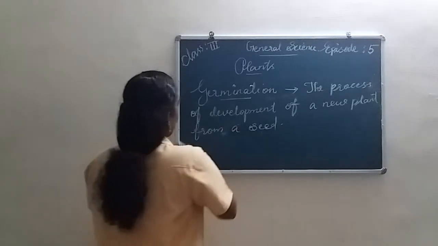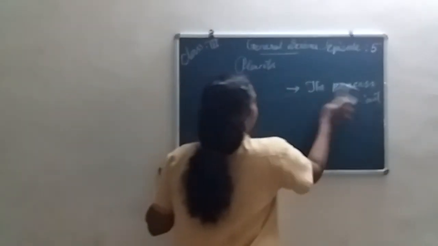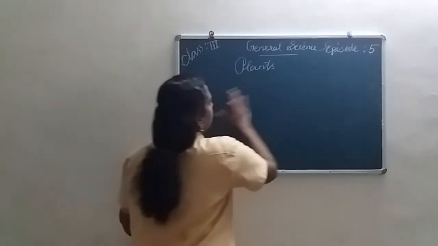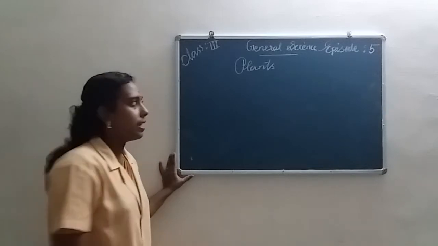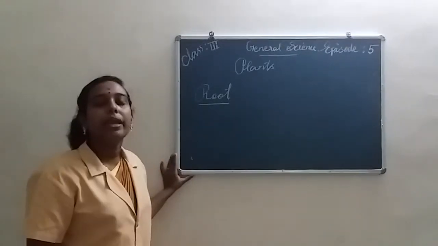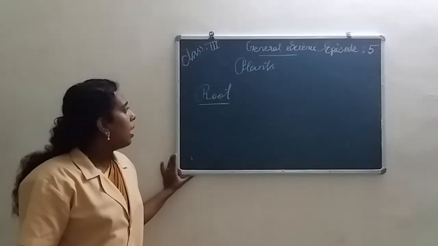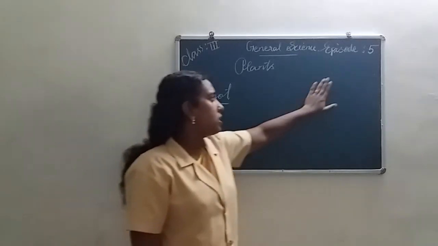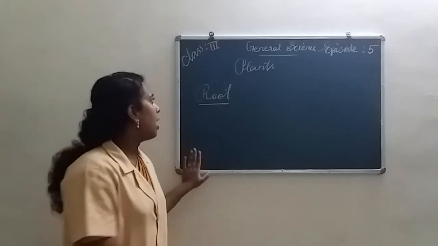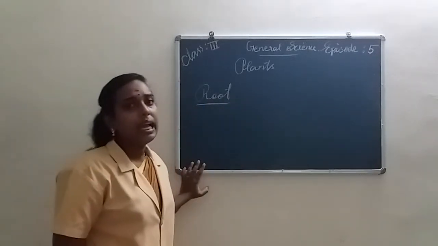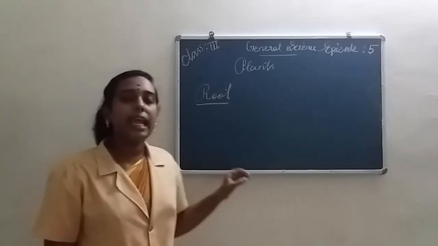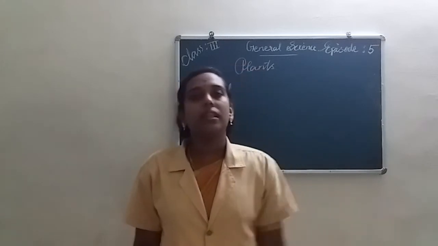Okay, so we are going to our next part. We studied the two main parts of a plant, that are shoot and root. The shoot is over and the next part is root. Root is another main part of plants, and root also has many functions, like the stem and leaves. The roots fix the plant firmly in the soil.